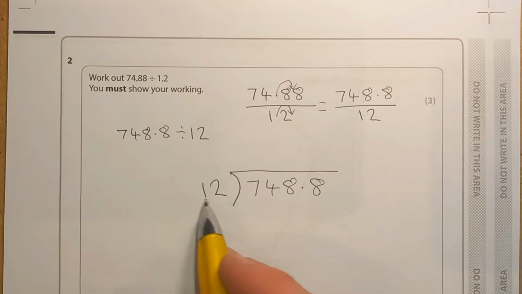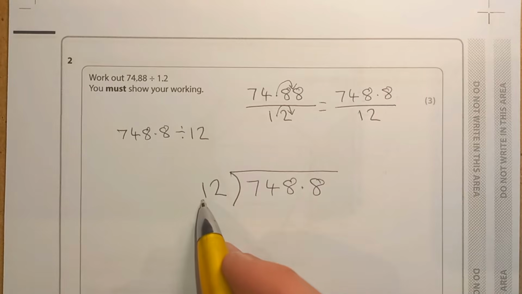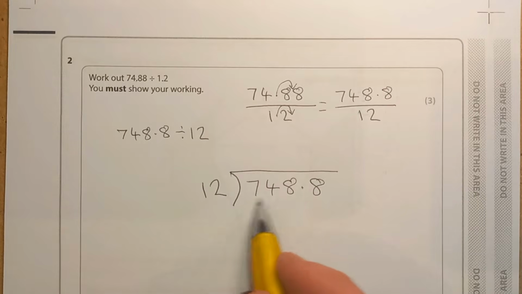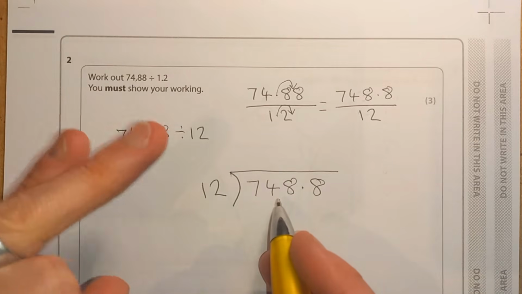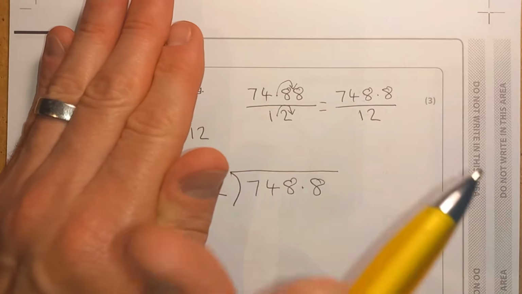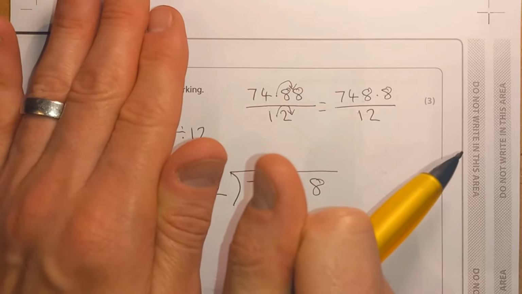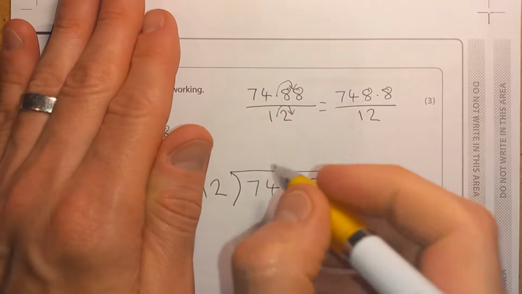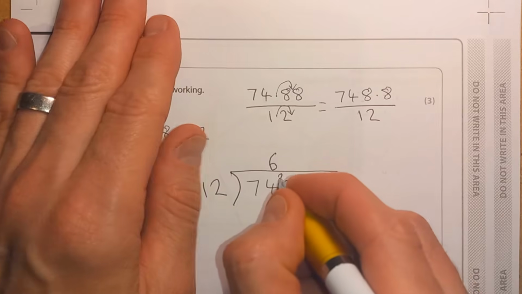So we say, okay, how many times does 12 go into 7? Well, 12's bigger than 7, so it doesn't go. So instead, how many times does 12 go into 74? So we use both numbers. Well, we've got 12, 24, 36, 48, 60, 72. 84 is going to be too many, so we're going to stop at 72. So that's 6 times. 73, 74, so that's 2 we've got left over.